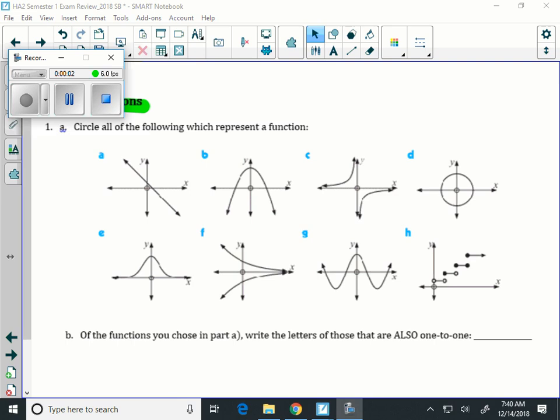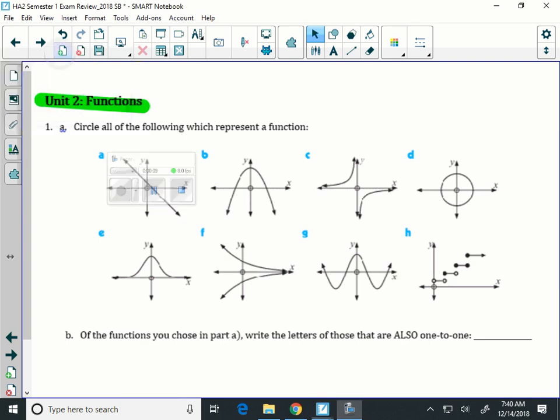This video is for the Unit 2 questions on your Honors Algebra 2 exam review. Unit 2 is on functions. Okay, so we're going to start here with choosing from these graphs all of those that represent a function.